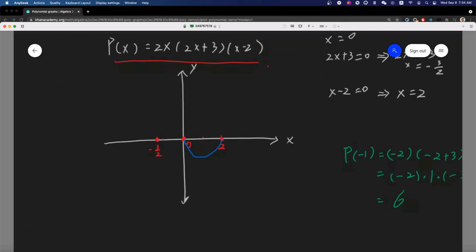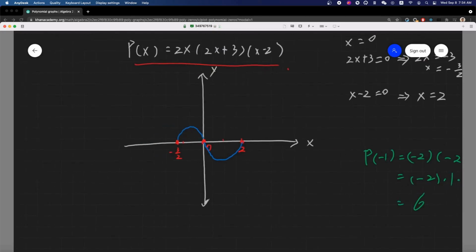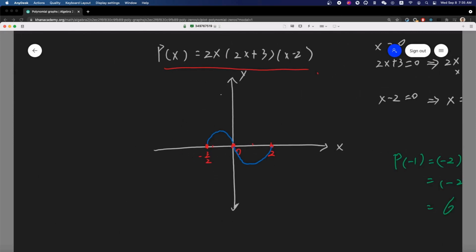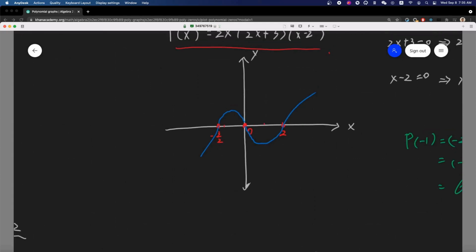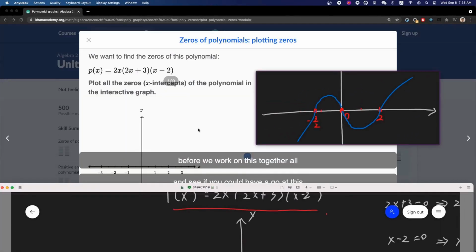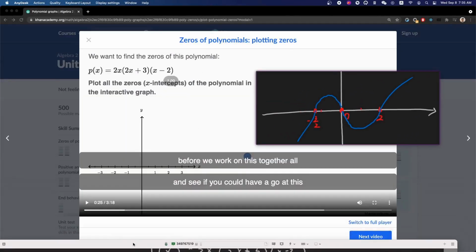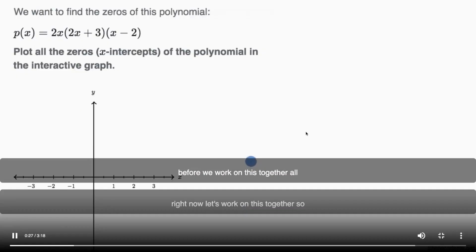Then that means for the interval from negative 3 over 2 to 0, the graph should be on the upper side. Then for the rest of the part, we just have to add some lines into it. So the final result for this graph would be just something like this. We don't know, but I'll just put this one at the top of the screen. Then I'm going to continue to watch the video. All right, now let's work on this together.